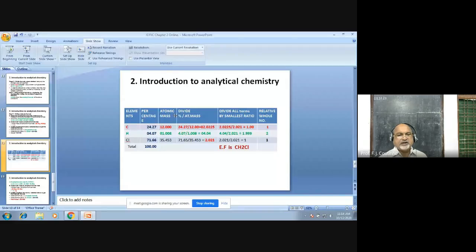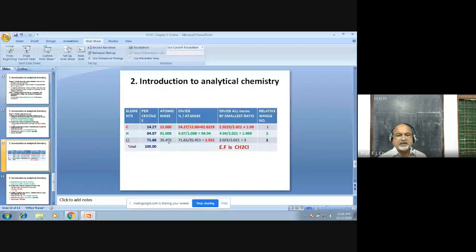Okay. The third column is atomic mass. So what is the atomic mass of carbon? 12.000. What is the atomic mass of hydrogen? 1.008. And of chlorine? 35.453. So this is also given in the data. So the first column was element, the second column was percentage, and the third column is atomic mass. So the first three columns of data are given to you in the problem itself. Is it okay?